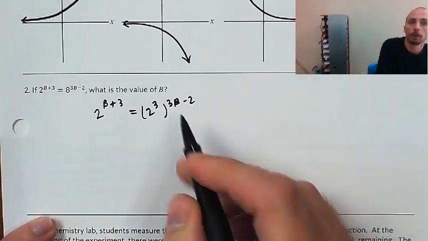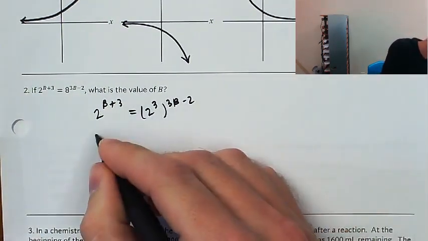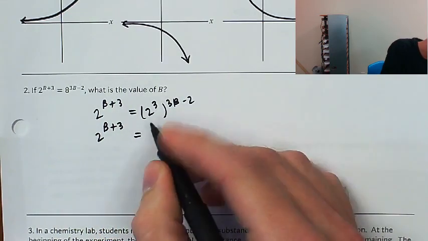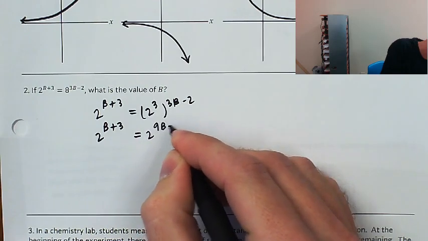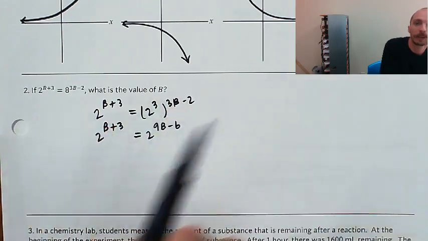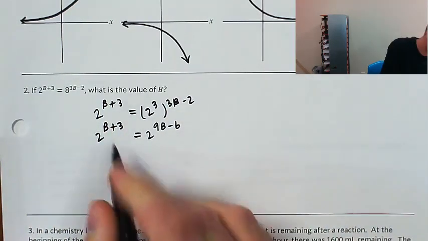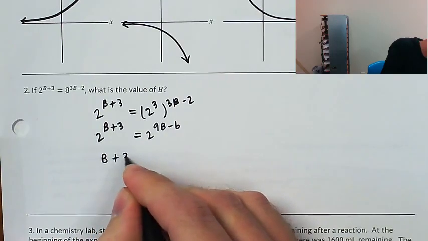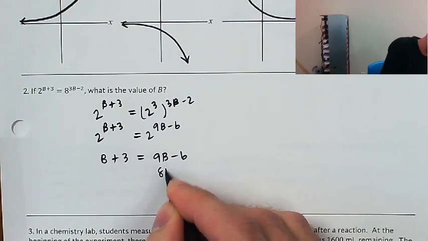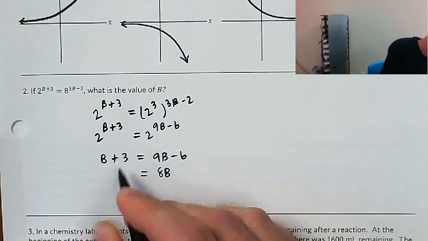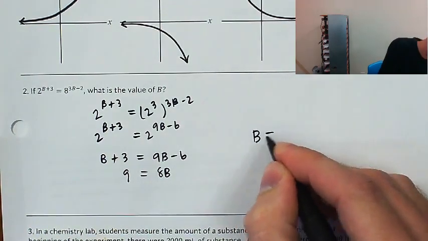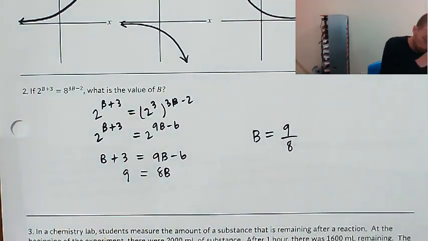Okay. And so in this situation, in power of a power, I'm going to multiply my exponents. So this would be 9b and minus 6. Okay. Now that I've got an equation like this, two things with the same base and different exponents, I'm going to set the exponents equal to each other and solve. So b plus 3 equals 9b minus 6. Might subtract a b over here to get 8b. Might add a 6 to get 9, and then I might divide by 8 to get b. I'd say b is 9 divided by 8.